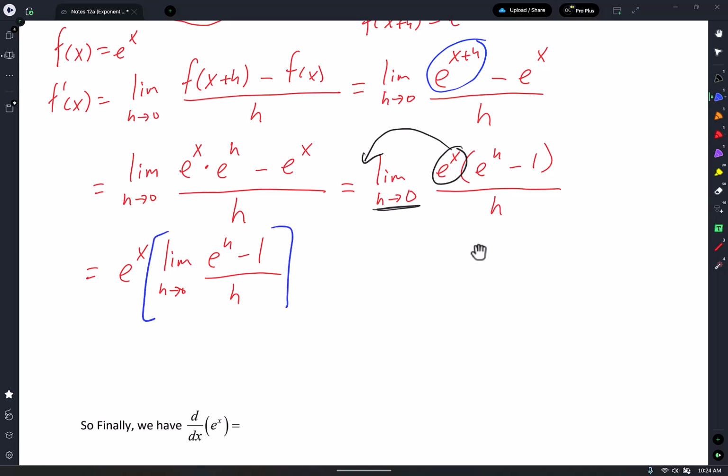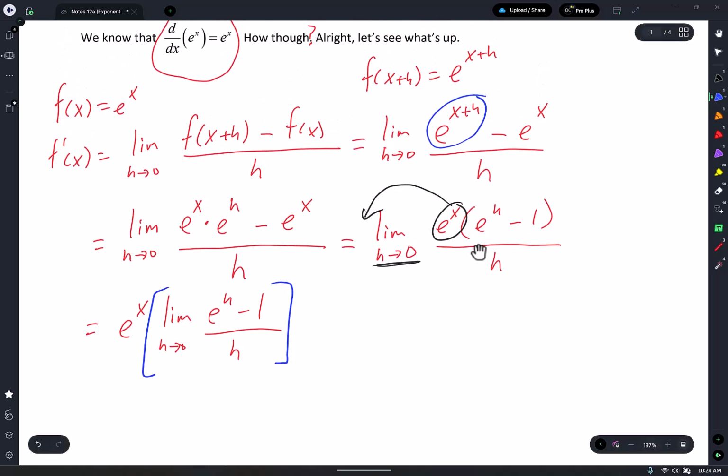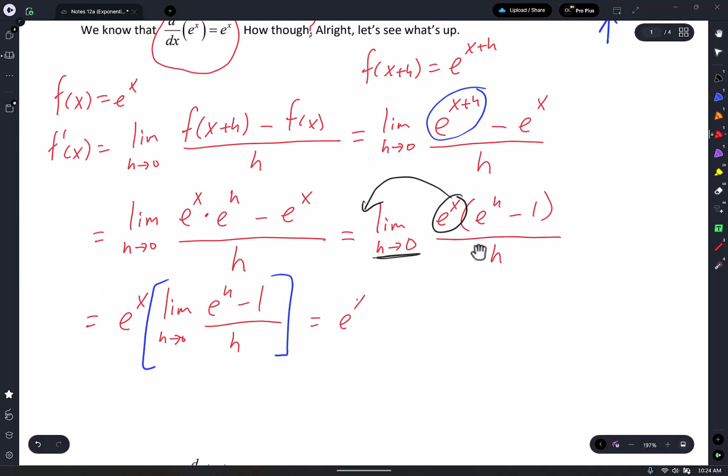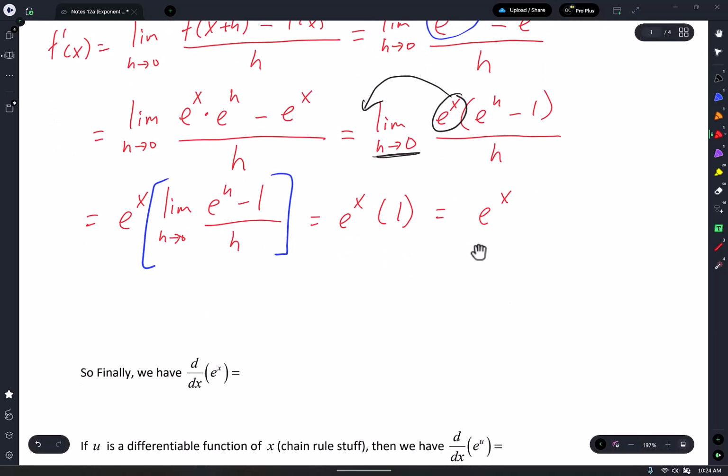Okay. What did we just say about that limit in brackets? It's 1. So I'm going to have e to the x times 1, which is just e to the x. So finally, d/dx of e to the x is just e to the x. That's the only derivative that is like that.